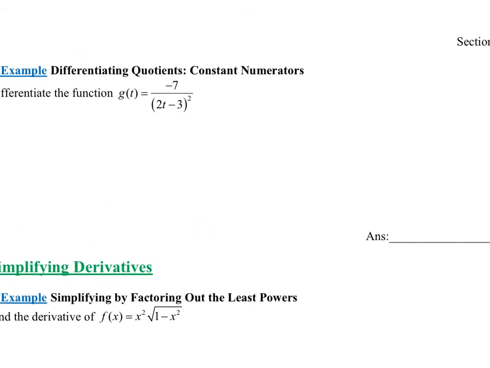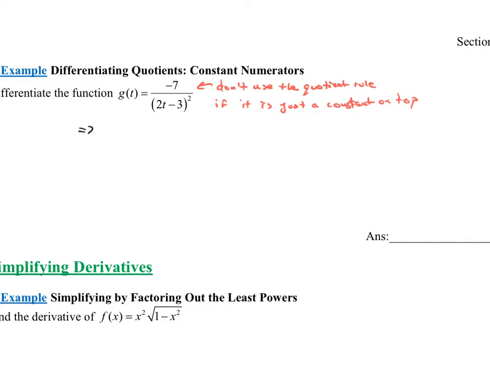How do I know I shouldn't use the quotient rule? Don't use the quotient rule. I'm writing this down. Don't use the quotient rule if it is just a constant on top. So what I'm saying here is, look, negative 7 is just a constant. It's just a number. So how do I want to do this?